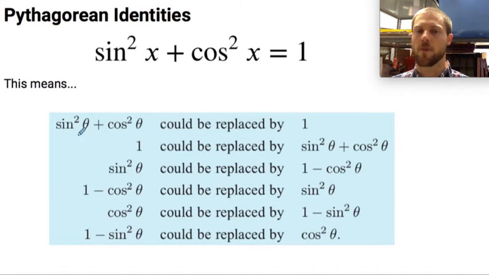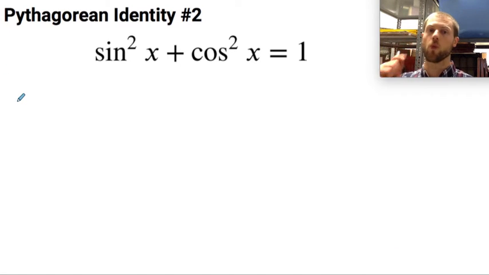Now this isn't something you need to memorize. This is just something that hopefully you see is algebraically the same as this. If I were to subtract cosine squared of x from both sides, that's what this line is, right? So all I'm doing is manipulating the Pythagorean identities. So that's Pythagorean identity number 1. Let's talk about Pythagorean identity number 2.